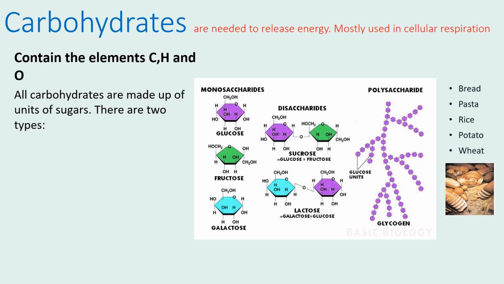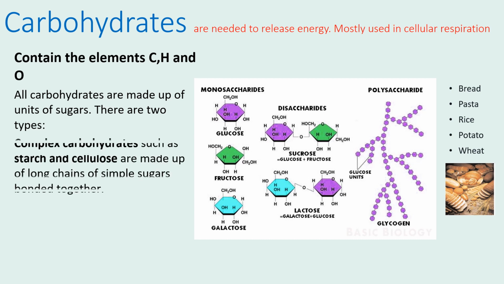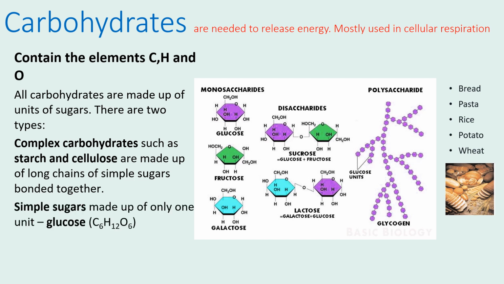So glucose, fructose and galactose, they're the monomers. They are the single units, and they join together and they make complex carbohydrates. So in the picture, the bit where it says polysaccharide, that would be an example of a complex carbohydrate. Now, complex carbohydrates that you'll be familiar with are starch, which comes from plants. That's where we get a lot of our energy from. And cellulose as well, which is what makes plant cell walls. And what we refer to as simple sugars, that's just one monomer on its own.